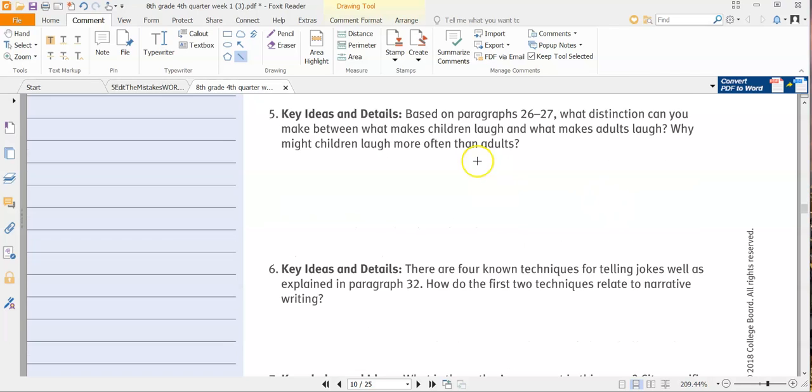Number 5. Based on paragraphs 26 and 27, so we're given the information here, what distinction can you make between what makes children laugh and what makes adults laugh? So why might children laugh more often than adults? So here, you're going to go back to those paragraphs and you're looking for the differences. That's what distinction means. It means the differences between what makes children laugh and what makes adults laugh. And then you're going to explain why you think children laugh more than adults.